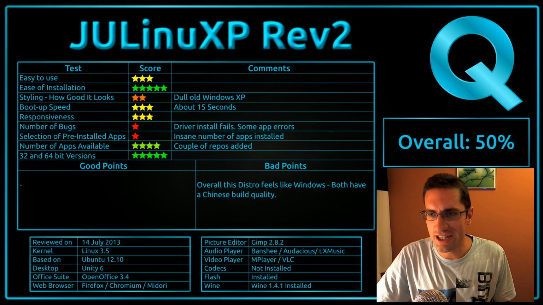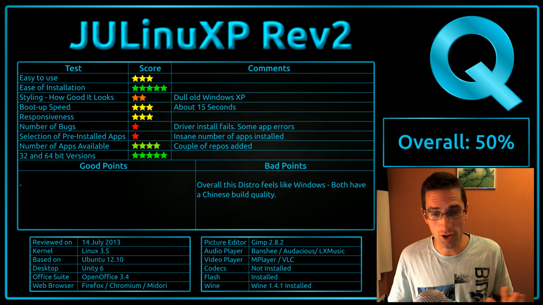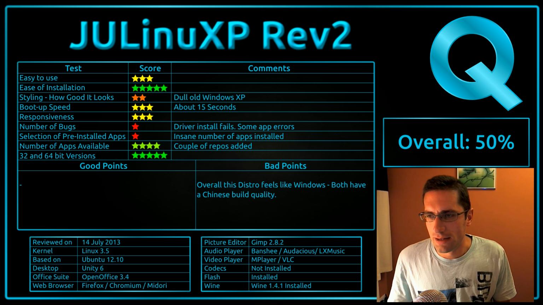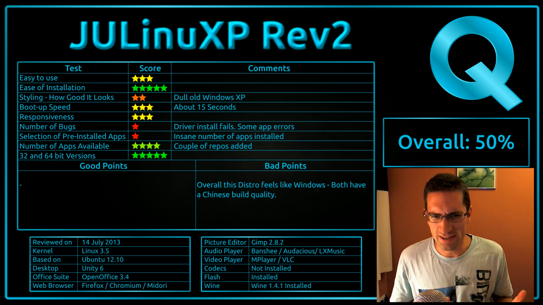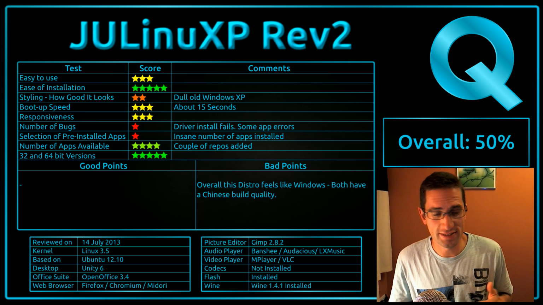Selection of pre-installed applications, just an insane number, just totally wrecks the distro. Number of applications available, they've added a couple of repositories but not really enough for me to give it full marks there. And it did have both the 32 and 64-bit versions. They're in one ISO. I think it installs the particular architecture for your system as and when during the install.